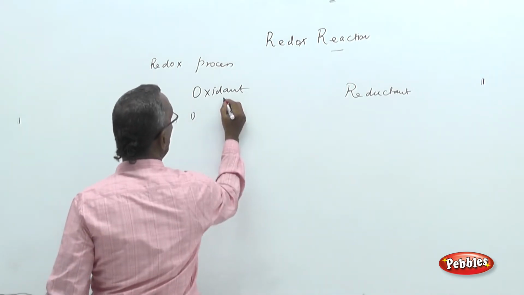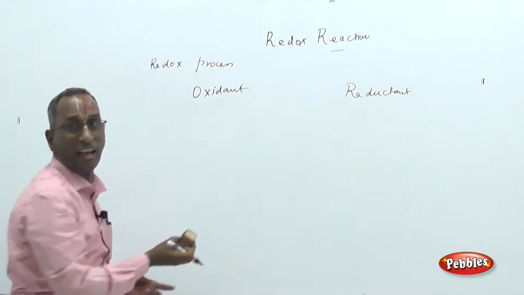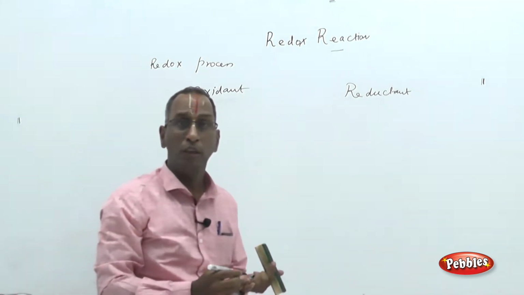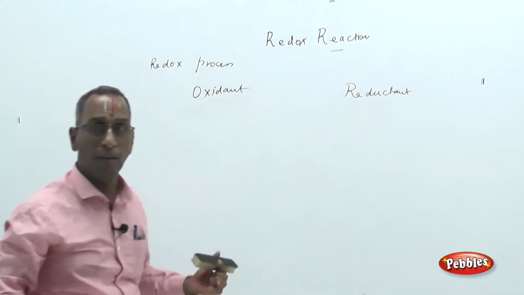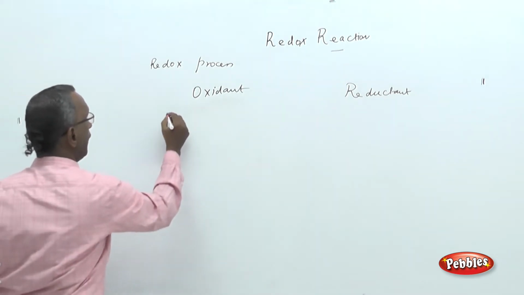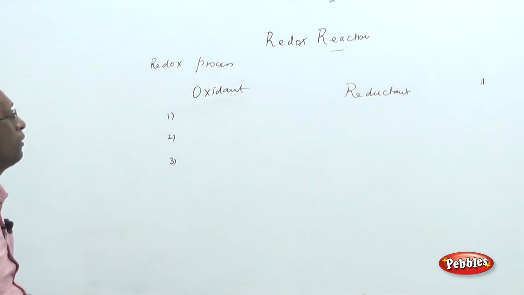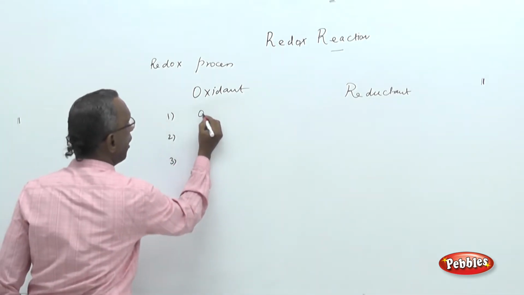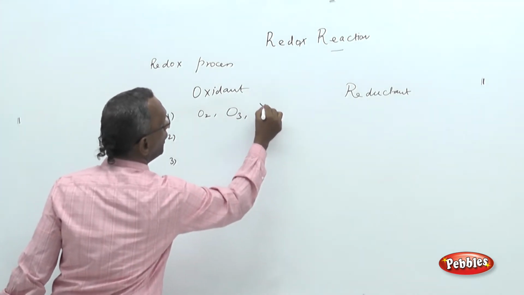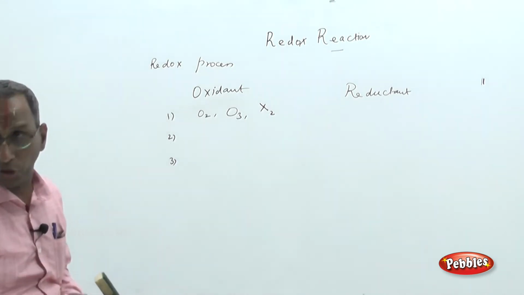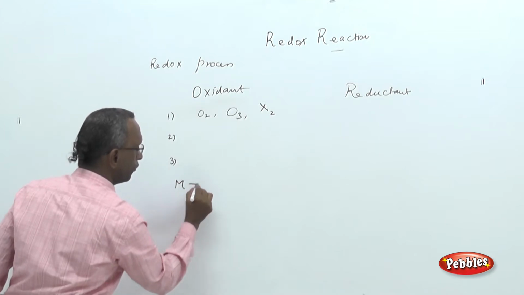Generally, because they are interconnected, any oxidant automatically undergoes reduction. So, the oxidizing agent undergoes reduction, and the reducing agent undergoes oxidation. We will see all of them in detail. First, let us list the types of oxidants, which are the materials used as oxidants. Directly oxygen or ozone or halogens are used as oxidants.